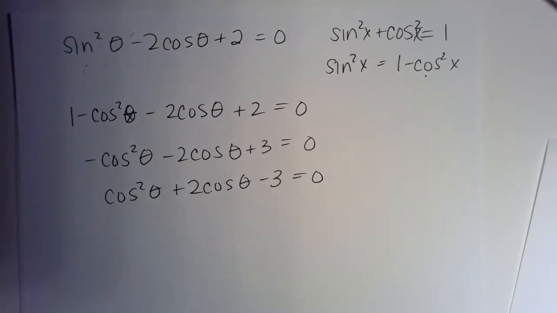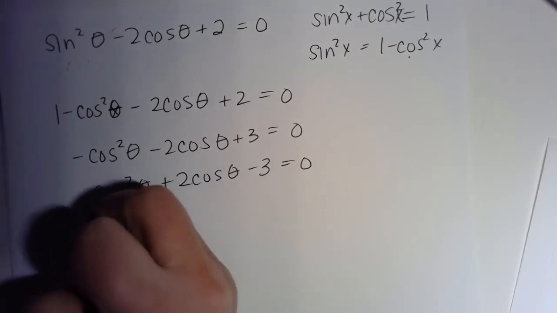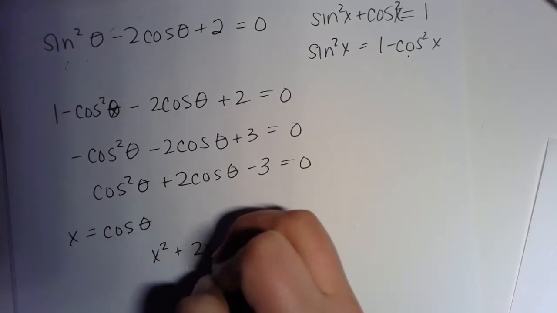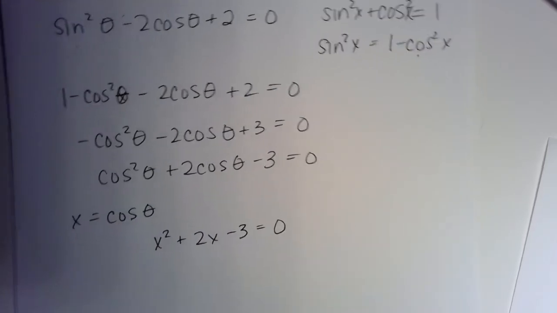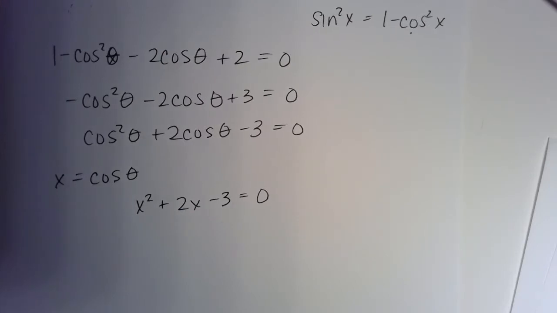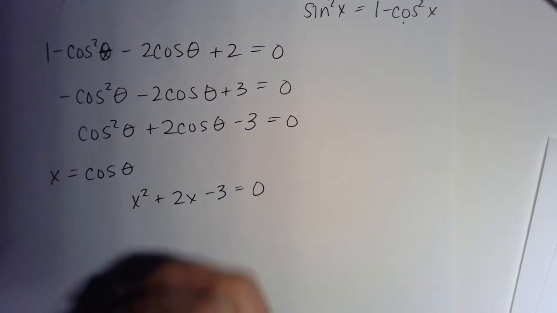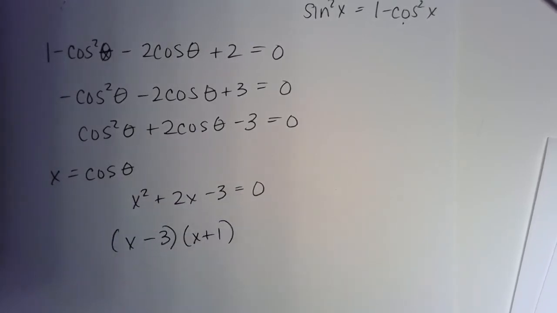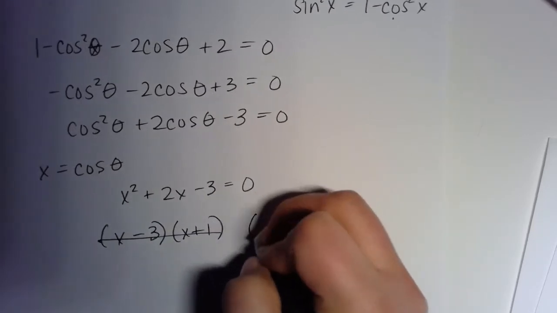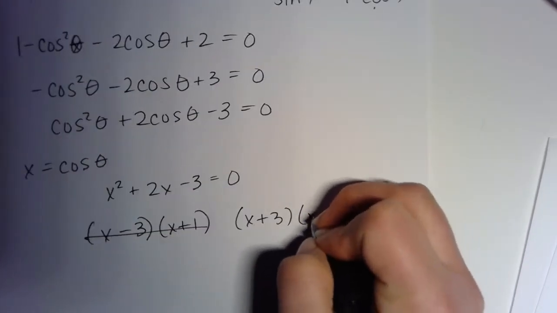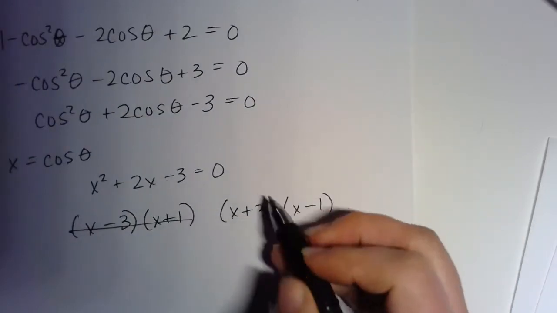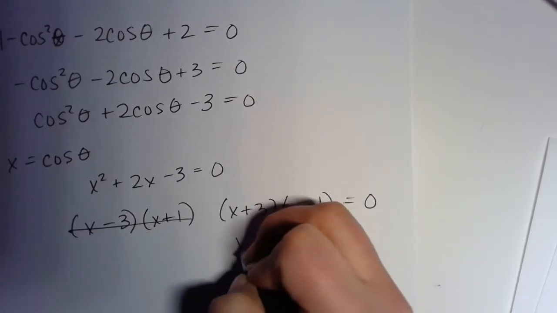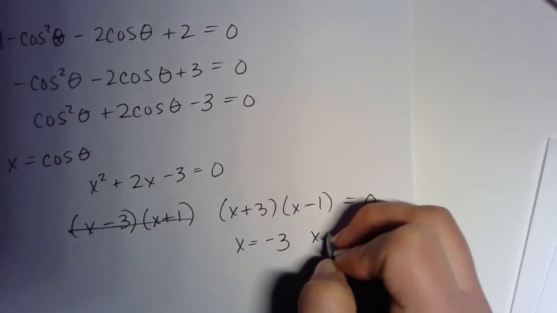All right, so let's change this. So this time we'll say x is the cosine of theta. So this is x squared plus 2x minus 3 equals 0. All right, I got another factorable one, and that would be x minus 3 times x plus 1. That gives me, oh, nope, that's not right at all. How about x plus 3 times x minus 1? There we go. Now I'm going to get the positive 2x in the middle with x plus 3 times x minus 1 equals 0. So I get x equals negative 3 and x equals 1.